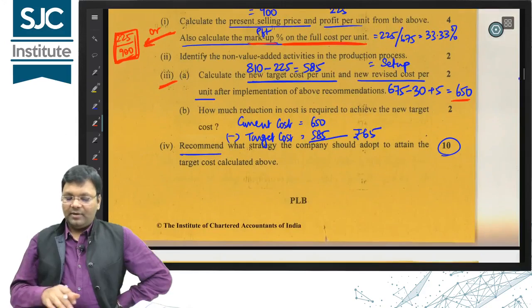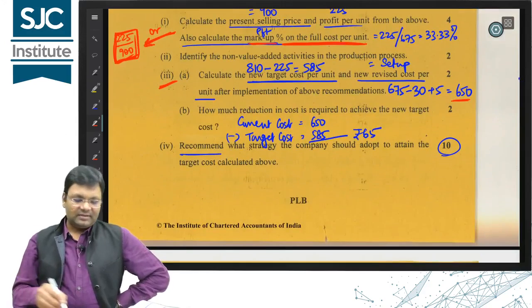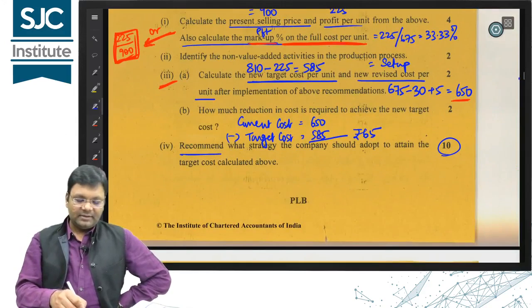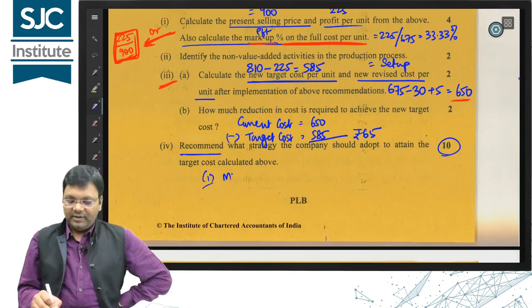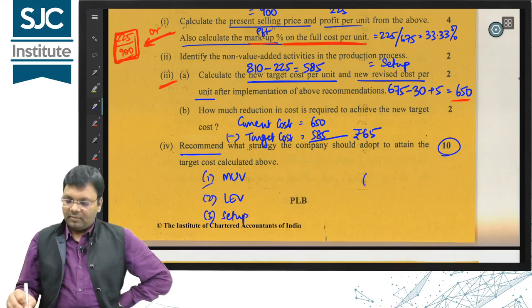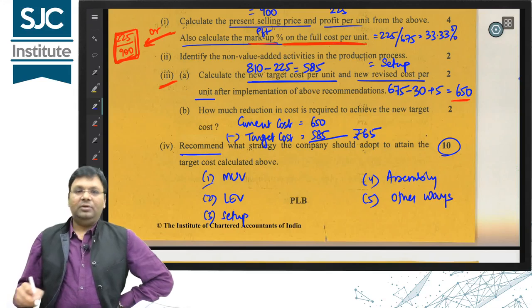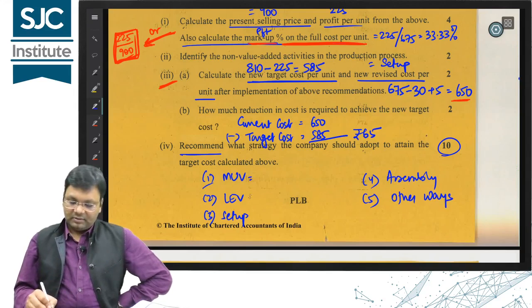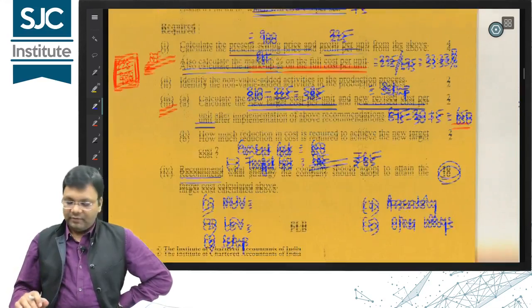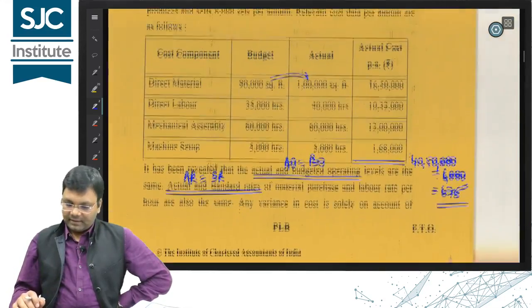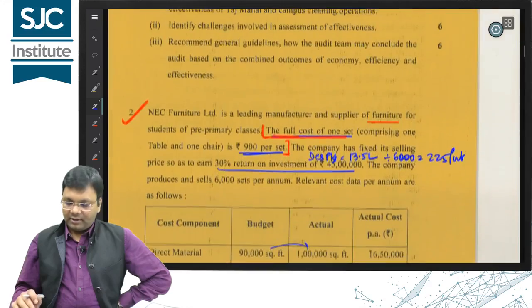And now lastly, recommendation strategy, 10 marks, 5 points. You remember 5 points. First we will write about MUV, second we will write about LEV, third we will write about how to reduce setup, fourth we will talk about mechanical assembly, and fifth we will write about other ways. So that way we will cover all 5 points to get our 10 marks. So can you quickly help me to get MUV and LEV here? So MUV and LEV will be what?